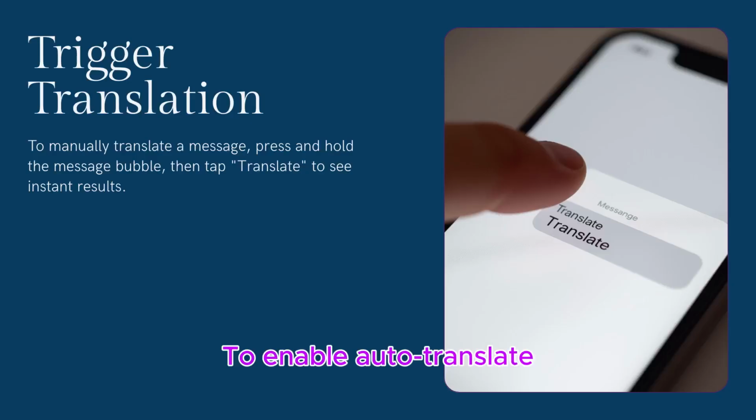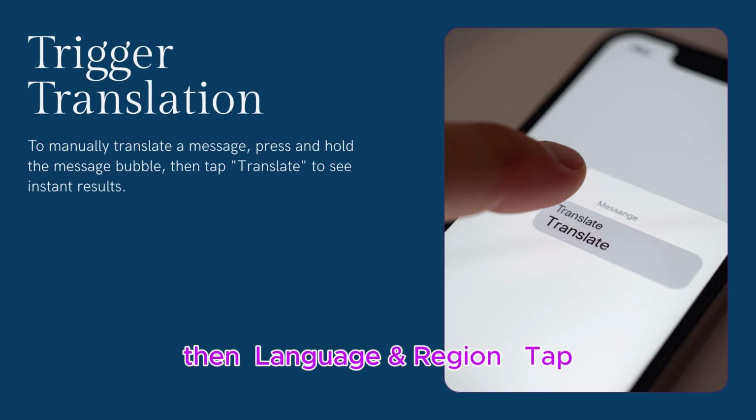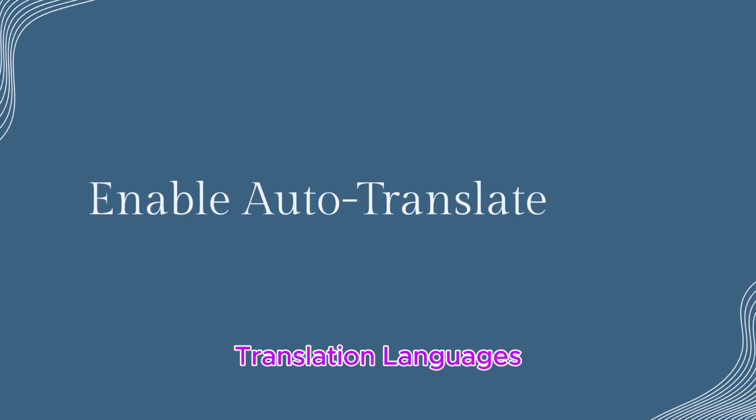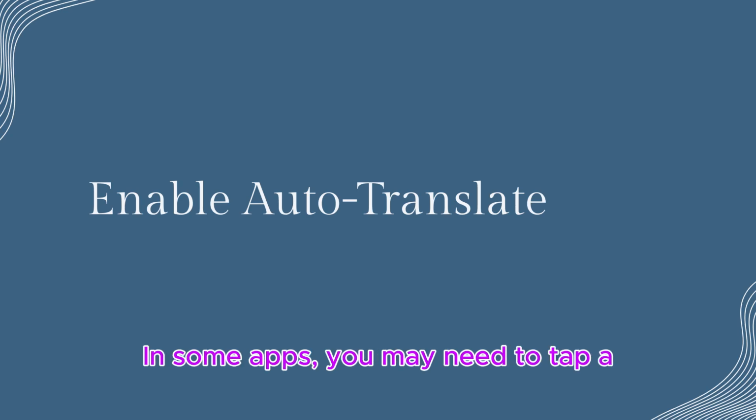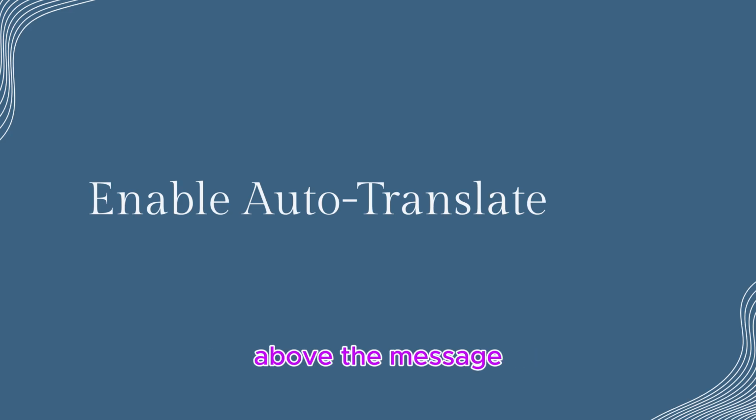To enable auto-translate, go to Settings, tap General, then Language and Region. Tap Translation Languages and add the languages you need. In some apps, you may need to tap a translation icon that appears above the message.